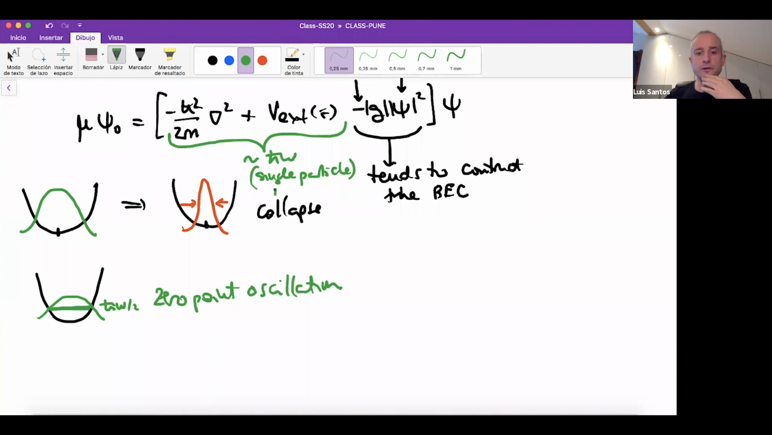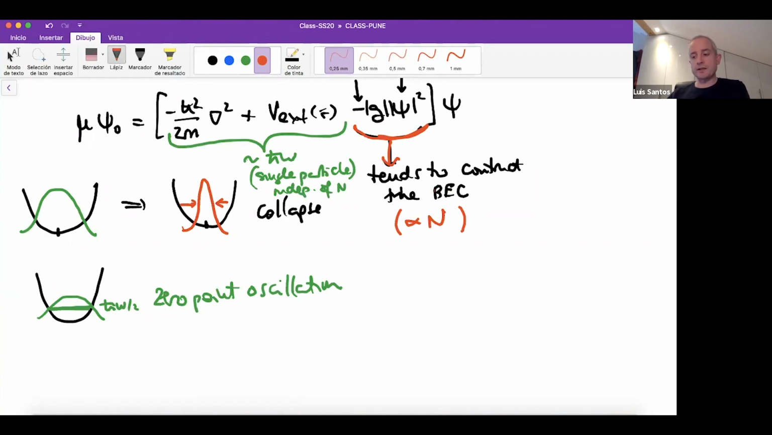This is independent of n, independent of the number of particles. So this is the zero-point oscillations. On the other hand, you have this part here, which tends to collapse. This tends to contract the BEC. But this part, of course, is proportional to the number of particles that we have in the system. So it's given by interactions and is proportional to the number of particles that we have in the system.